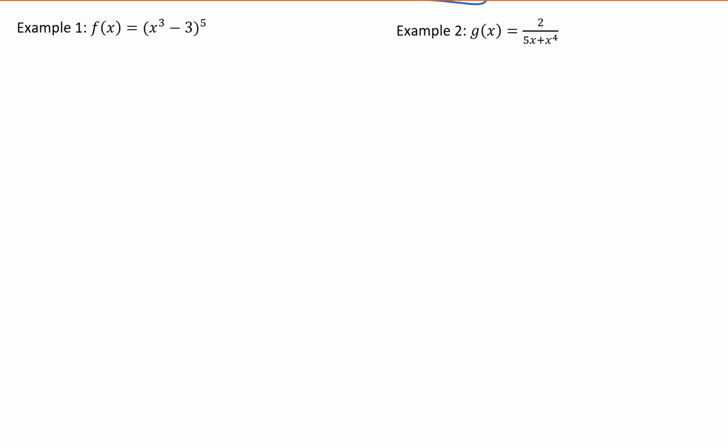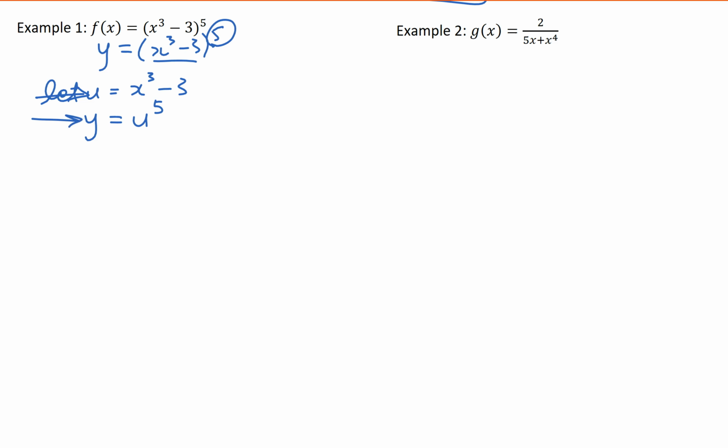Alright, so to do this one, remember we're doing the chain rule. I find it easier talking about y's, so I'm just going to change this to y equals x cubed minus 3, to the power of 5. Because it's a composite, it's a function within this function. So I'm going to say let u equal x cubed minus 3. Therefore I've got y equals u to the power of 5. I've got my function within a function.